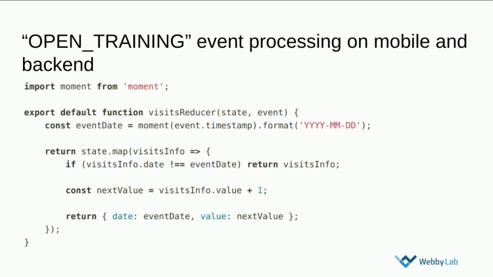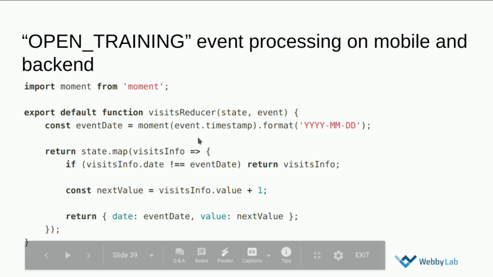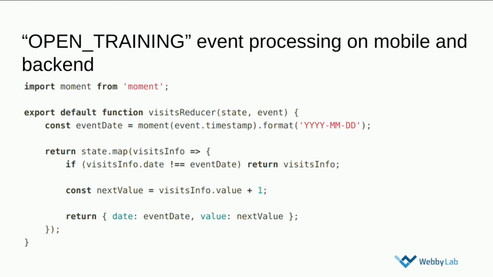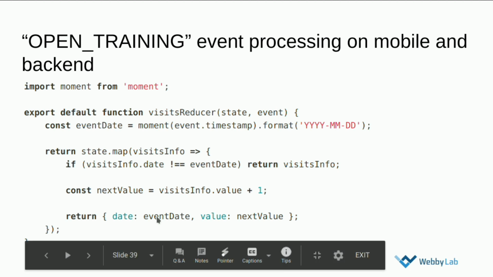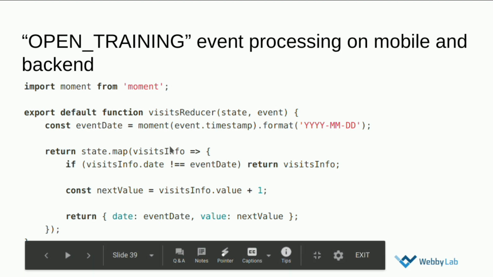And how can we use these events? It seems that we have an open training event and it can be useful only for the front-end part. But in reality, we can use these events for different purposes. For example, open training allows us to compute the user's activity, how many times per day the user opens the app or the training. And it's a real reducer that we use on backend, frontend and mobile. So we use the same code everywhere.